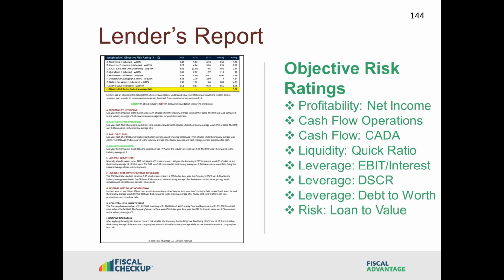Since lenders evaluate businesses using objective risk ratings, the 8 top ratios used by lenders are presented here, with 3 years of company data compared to the industry. Based on the performance compared to the industry, Fiscal Checkup gives the business a rating on each ratio and explains the analysis below. Those ratios exceeding the industry average by at least 10% are highlighted in green. Those with more than 10% below the industry are highlighted in red.